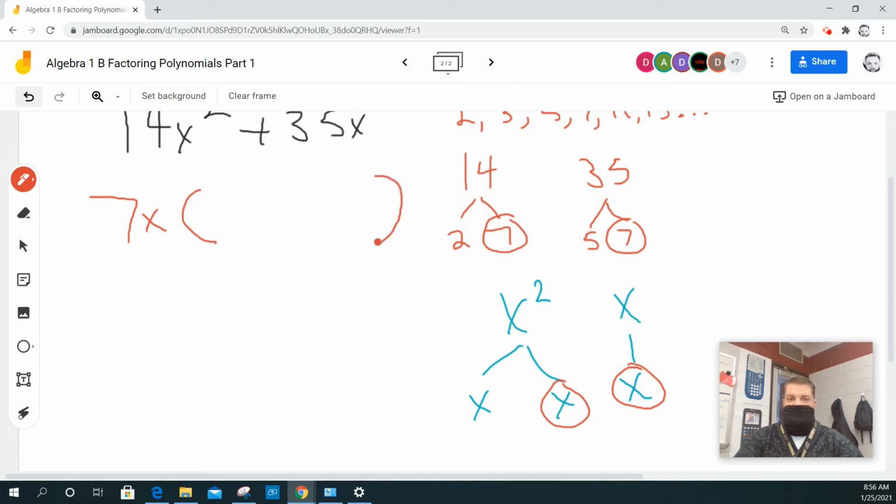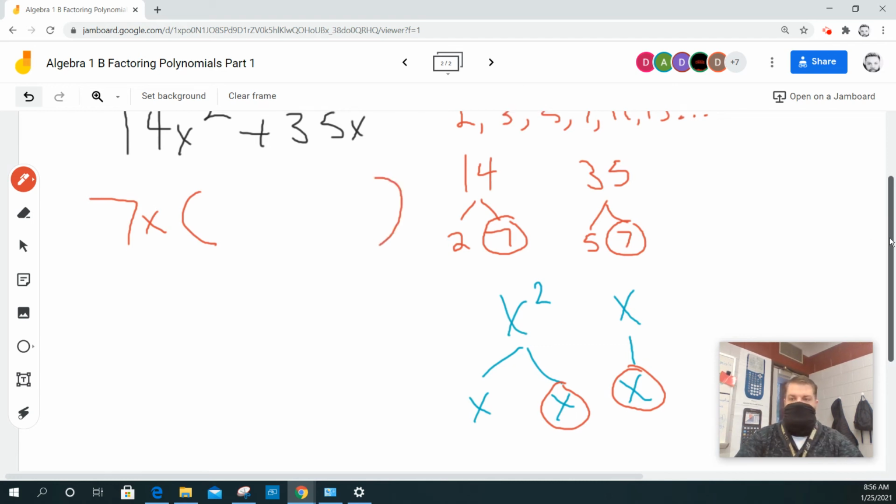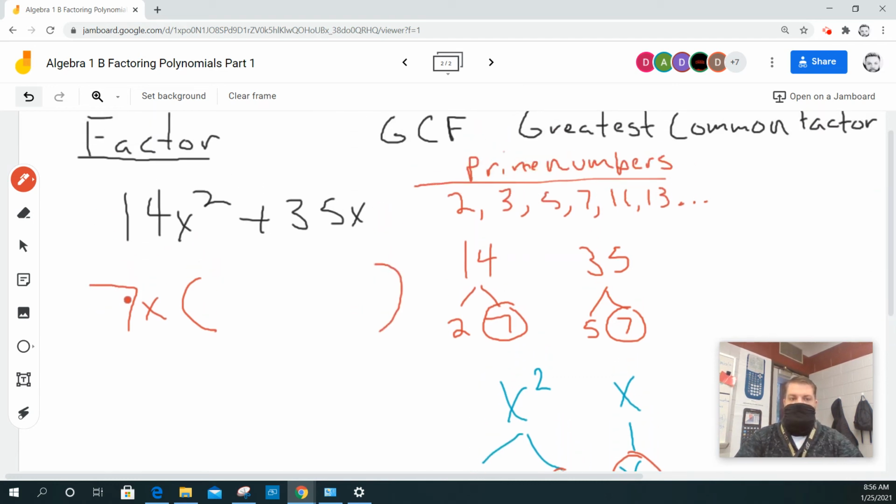So then I got to think backwards. What do I multiply by? Like it's the distributive property backwards. What do I multiply 7x by to get 14x squared? Well, 7 times 2 gives me 14, and then x times x gives me x squared. Next, what's 7 multiplied by to get 35? 5. What's x multiplied by to get x? Just 1, and I don't write the 1 down.